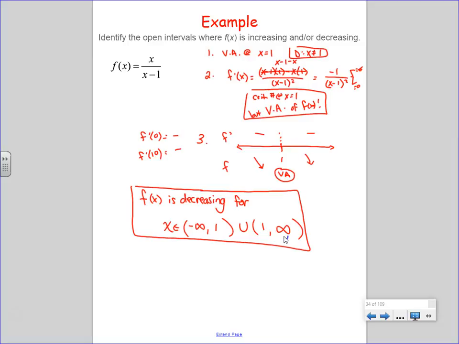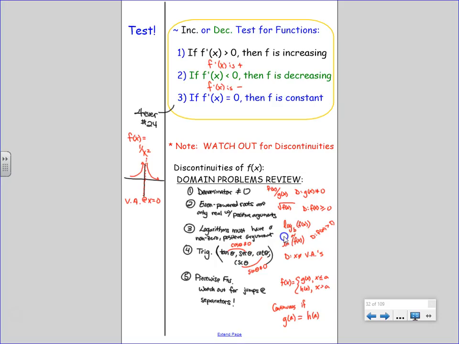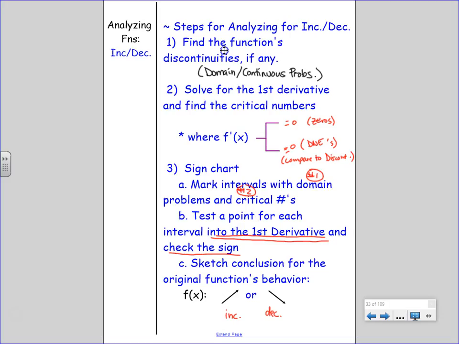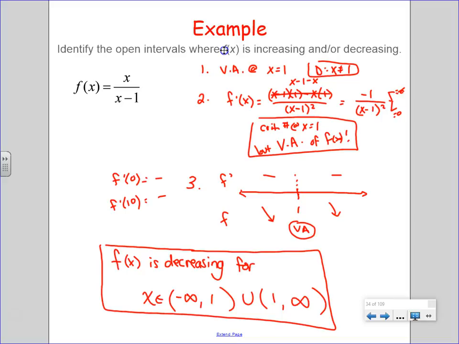Cool? What test are we using in order to do this again? Technically just the increasing, decreasing test for functions. You can kind of think of some of the theorems as well. But let's keep going.